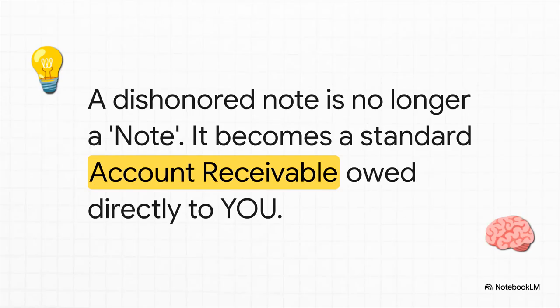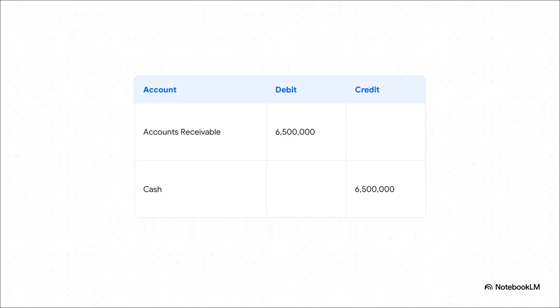Okay, lean in, because this right here is your big LECPA study hack. This is the mental switch that makes everything click. The moment that note is dishonored and you pay the bank, it stops being a note receivable. Poof! It transforms into a regular old account receivable. And who does the customer owe now? They owe it directly to you. And once you get that, the journal entry just makes perfect sense.